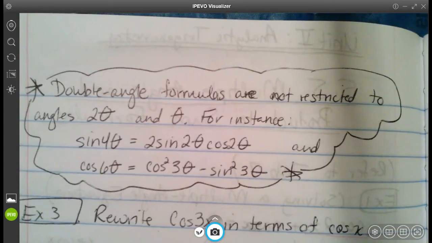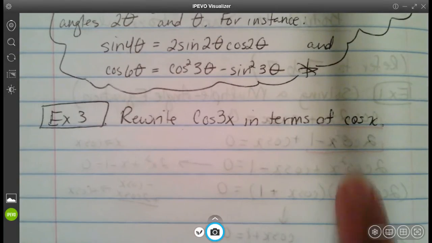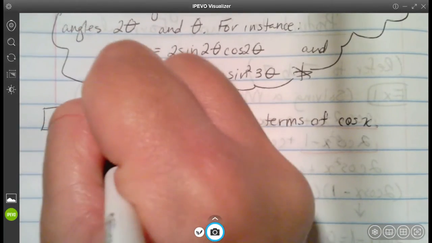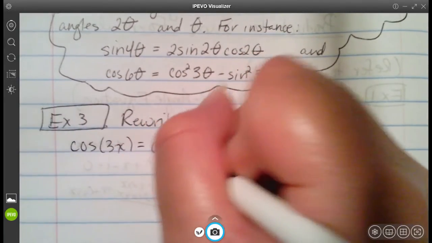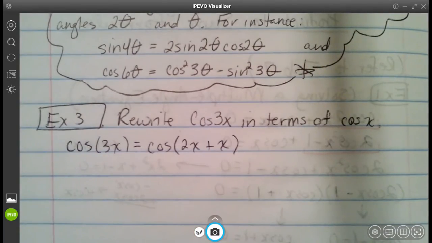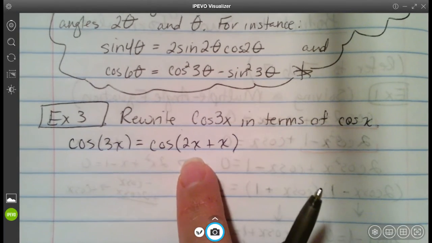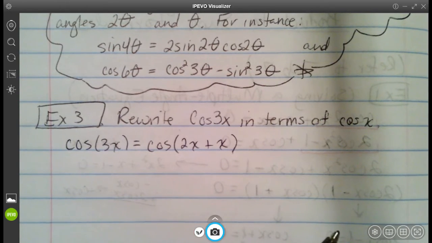So we're going to rewrite cosine 3x in terms of cosine x. Okay, so let's try it this way. I'm going to say that cosine of 3x is equal to cosine of 2x plus x, because that's true. 2 plus 1 equals 3. And if I do that, I know that this can be written using my sum formulas from before.